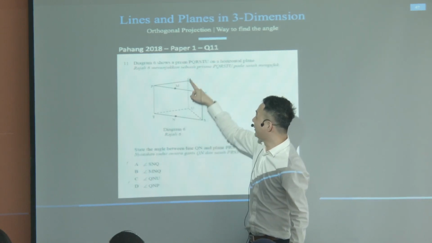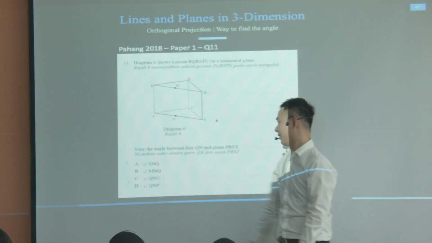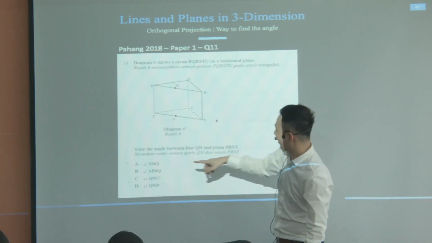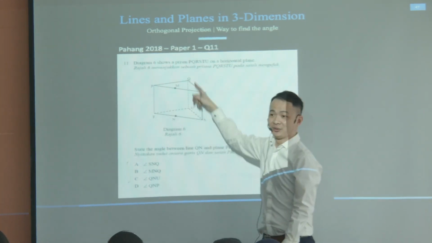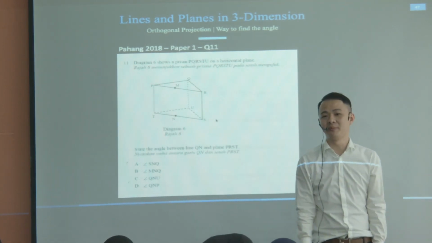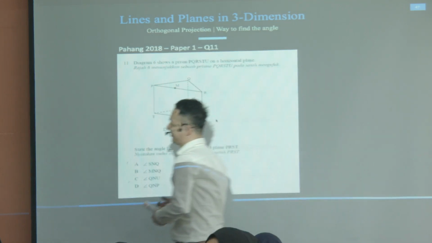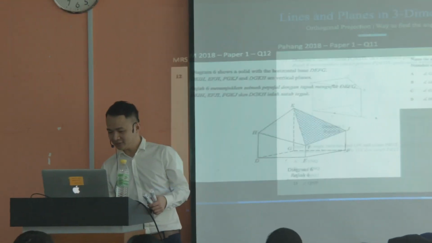So the angle will be Q, N, and M, or MNQ is the same. M, N, and Q. Okay, so the answer will be B. Yeah, if you can't see, practice it.